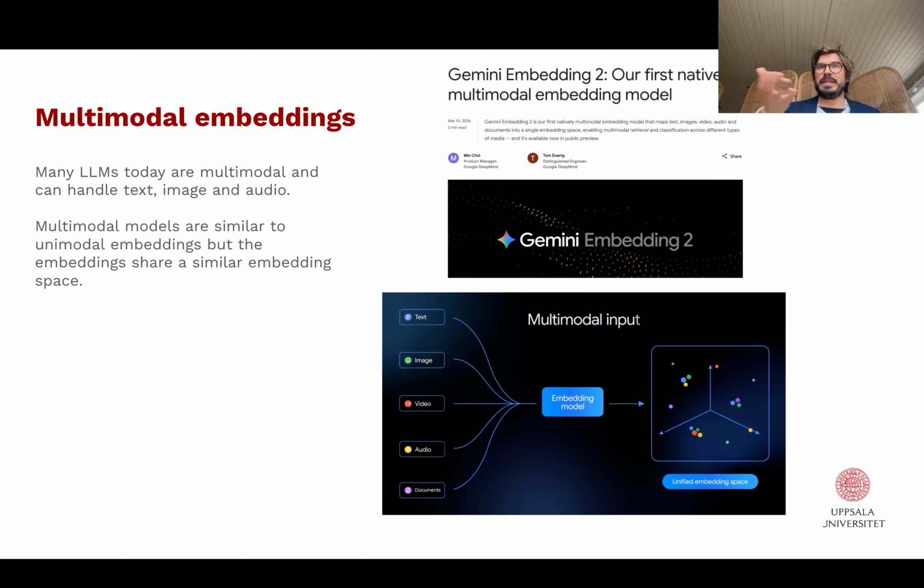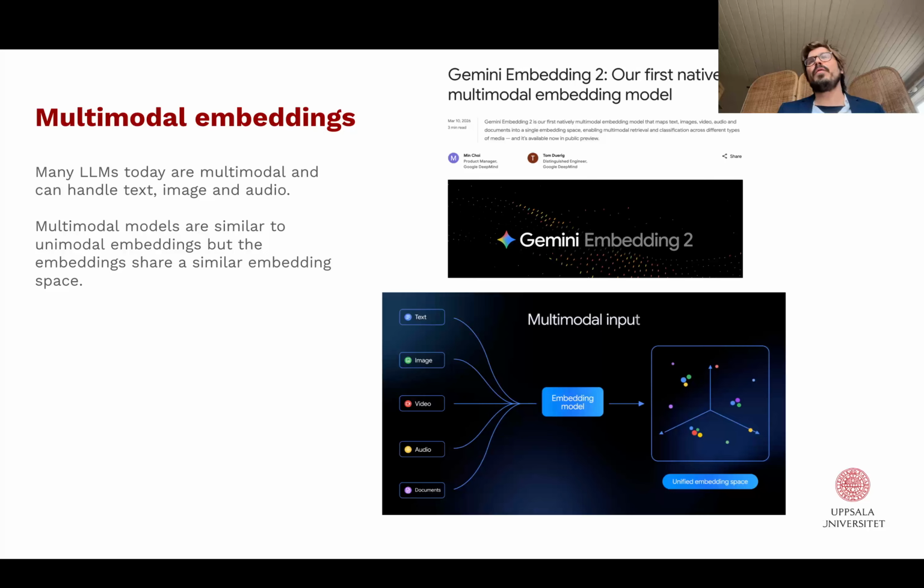We have multimodal embeddings. This is a recent embedding model that came from Google. But in general, we have embedding systems that are multimodal, because LLMs are not one modality. For instance, ChatGPT can handle text, audio, and images. And this is talking about Gemini Embedding 2, which can use text, images, video, audio, and documents in the same embedding space, right? You put all of this together in this large space.